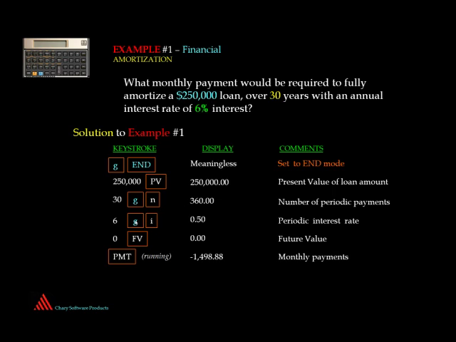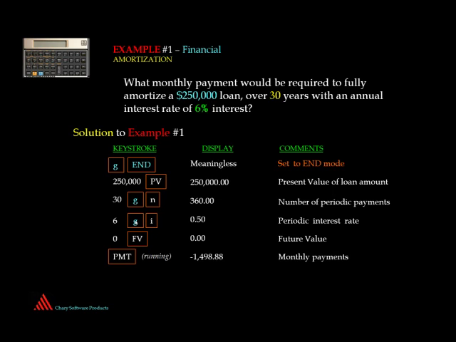Same with the G N or G I. We're dividing with the blue function part of the key, and it's 6 divided by 12, or 0.5. And this is the periodic interest rate. The interest that you're going to use has to be the same period-wise. If we're doing monthly payments, we've got to have a monthly interest rate. The periodic interest rate has to be the same.